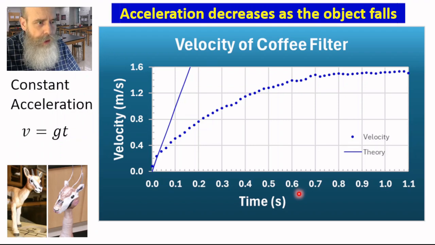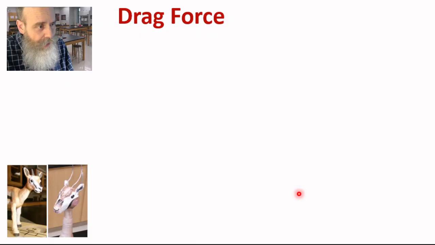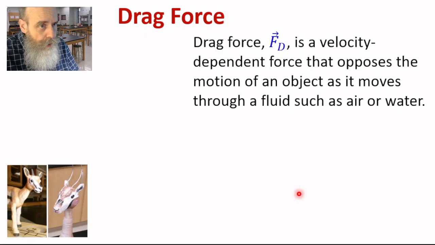Why does the acceleration decrease? Giselle, this is a question for you. Yes, you're right. It decreases because there are two forces involved. We have the force of gravity, but we also have another force called the drag force. Gravity acts down, but the drag force acts up. The drag force is a velocity-dependent force that opposes the motion of an object as it moves through a fluid such as air or water.